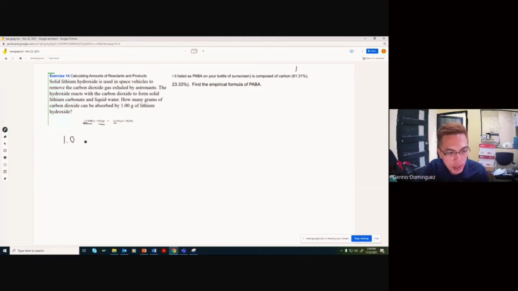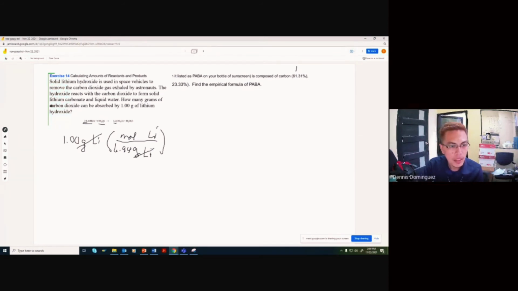What is the molecular weight of lithium? It is in group 1. Let me check the molar mass of lithium. It is 6.94 grams of lithium per mole of lithium. So meaning to say, the grams of lithium will cancel, and we are left with moles of lithium.